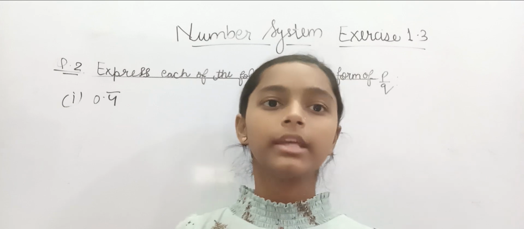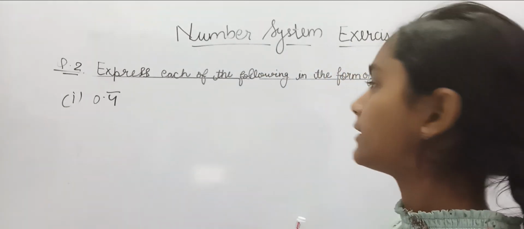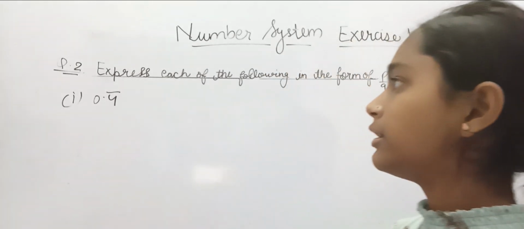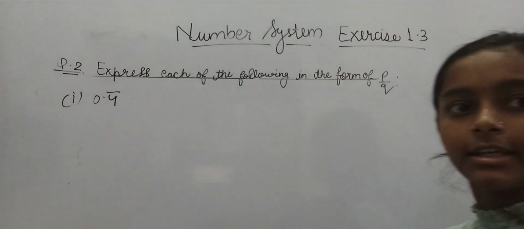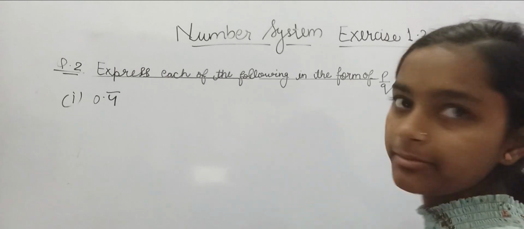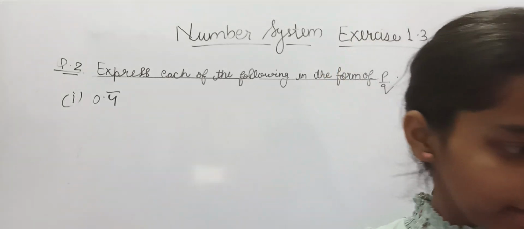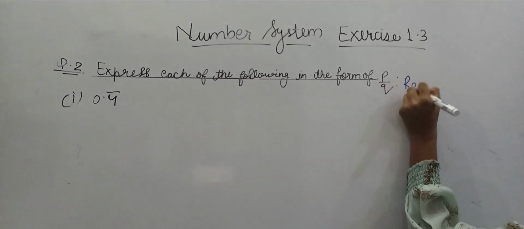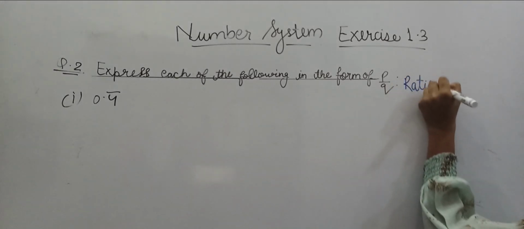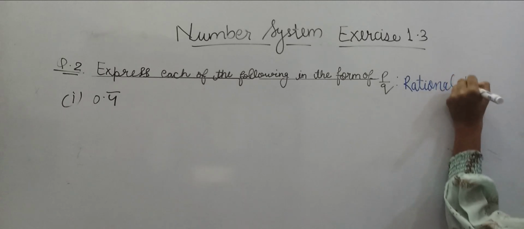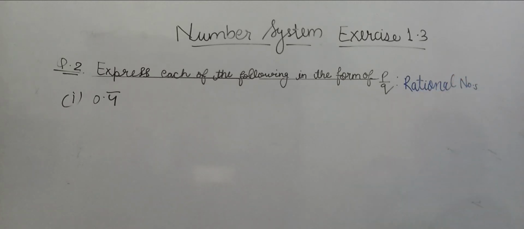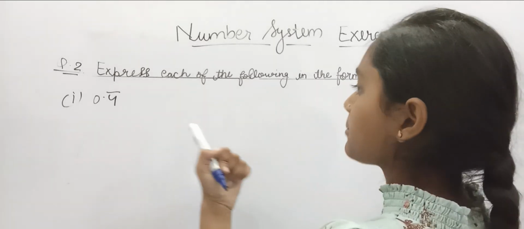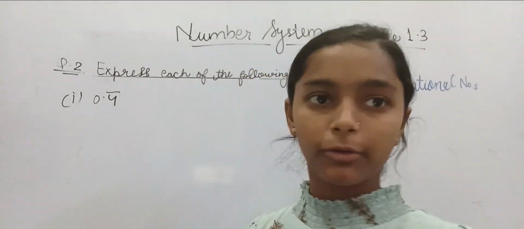Today we'll be doing chapter number 1, number system, exercise 1.3, question number 2. The question is, express each of the following in the form of p by q. Now what is p by q? Again we have to write them in the form of rational numbers, and our first part is 0.4 bar.